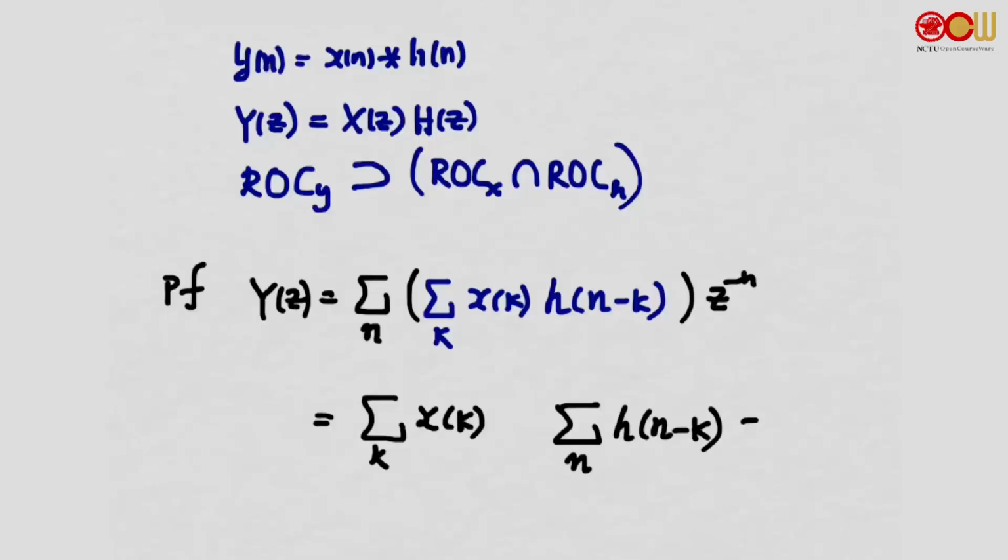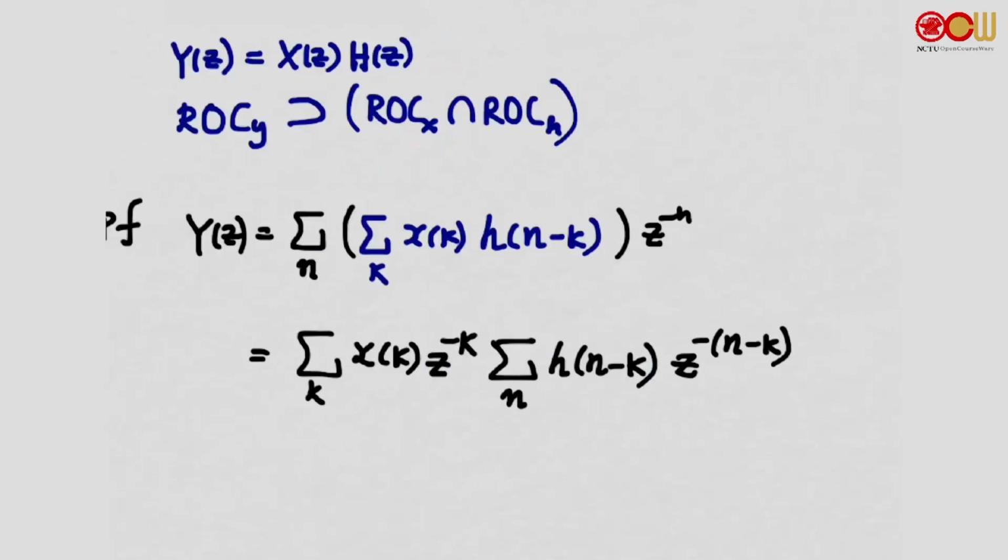here, and the z, this is z^(-n), but we want to make it more like a Z-transform. So let's put down n minus k here, and we will need to compensate the extra term, so let's put down z^(-k). This term here looks a little bit like a Z-transform, but it's a little bit different, so let's take a look at what it is.